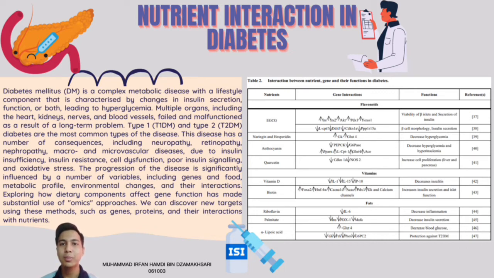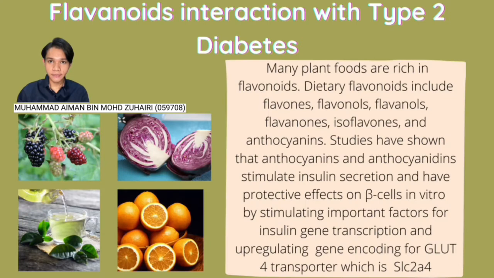As you can see in the table, the progression of the disease is significantly influenced by a number of variables, including genes and food, metabolic profile, environmental changes, and their interactions. Exploring how these three components affect gene function has made substantial use of omic approaches. Next is flavonoid interaction with type 2 diabetes.